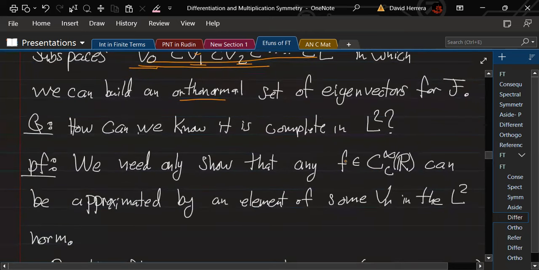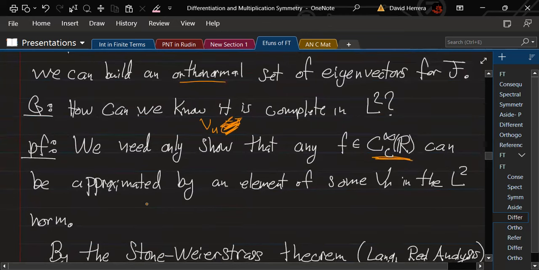So let's take a dense subspace, the compactly supported smooth functions, or just compactly supported functions. And we want to show that any element of this dense subspace of L2 can be approximated by functions of some Vn, which is a polynomial times the Gaussian. So basically, we want to find some function g in some Vn, so that the L2 norm of g minus f is less than epsilon. For all epsilon, there exists g so that this is true.